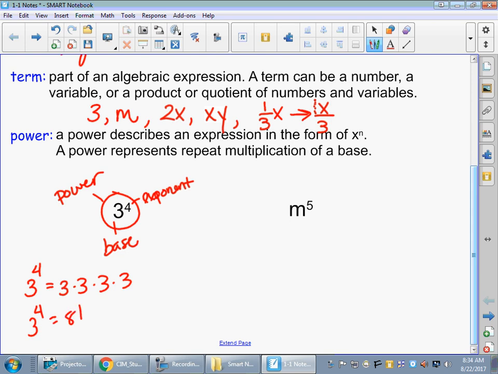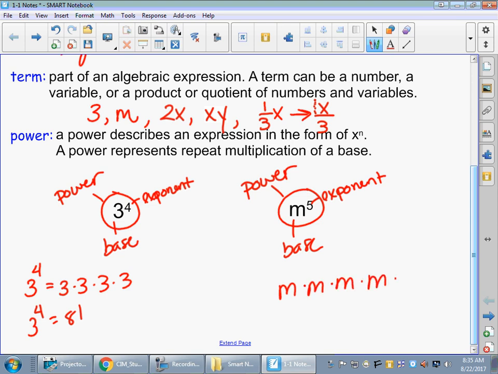Over here we have a variable raised to the 5th power. Again, 5 is the exponent, m is the base, and the entire thing is considered the power. And the 5 is telling us that we're just going to multiply m by itself 5 times. We really don't have an actual number for that because we don't know what m is.